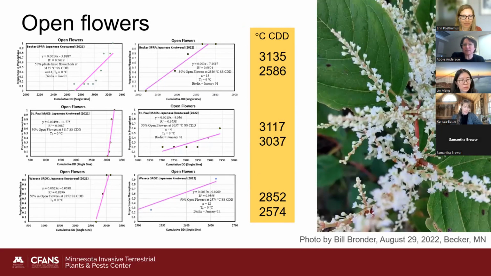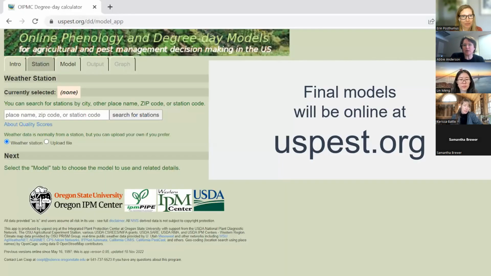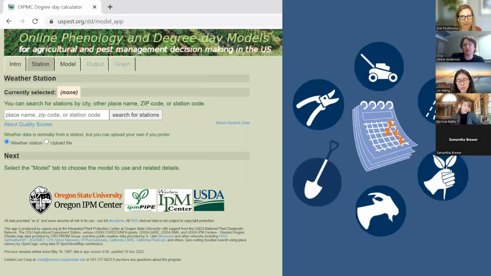And one question I could anticipate people asking is, which of these different numbers highlighted in yellow is the one I should pay attention to? And the answer is, because of the way we collected the data, it actually adds dimension and robustness to the data modeling so that we can answer that in a variety of settings and a variety of environmental conditions. So when the models are finalized, and these are just progress states, they will be online at uspest.org. And this is a freely available tool for land managers to use to schedule their work.